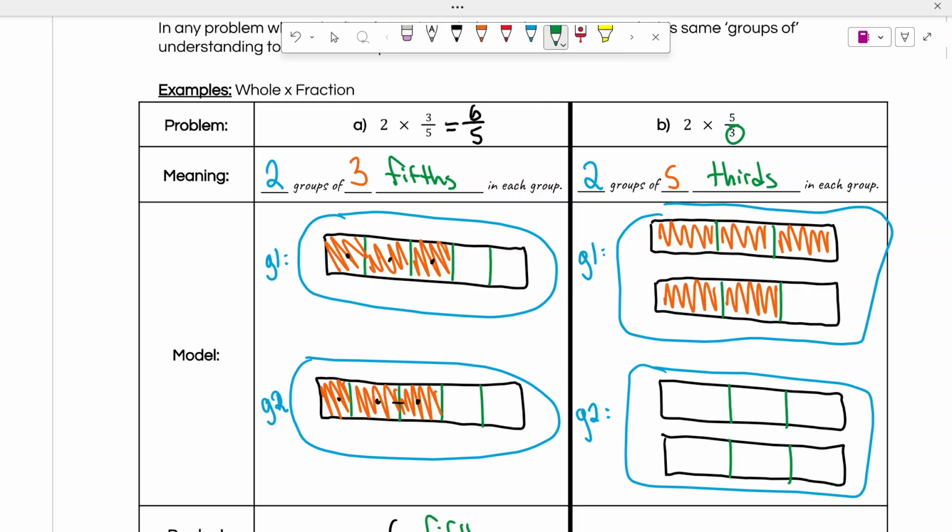Thirds. And in that second group, I need a total of 5 thirds as well. So 1/3, 2 thirds, 3 thirds, 4 thirds, 5 thirds. And in our product, we want to count the total. So I see 1, 2, 3, 4, 5, 6, 7, 8, 9, 10. And what type is each of those pieces that I have? They're all thirds of one whole. And I can, of course, say that this product is 10 thirds.